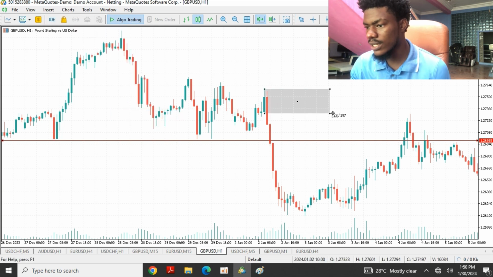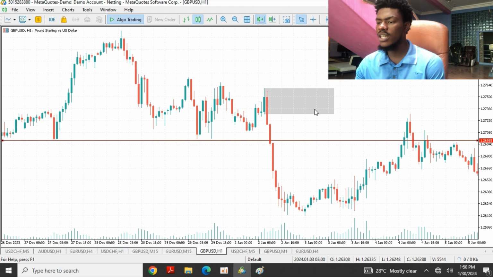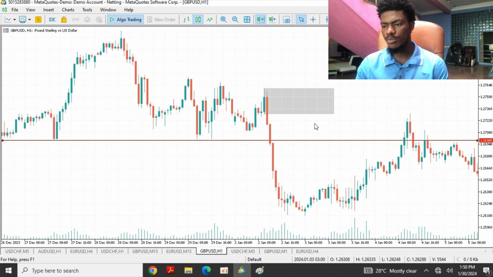Let's mark it out like that. Let's not extend it to the future first. We'll still give it an example. Number one, it should not be mitigated. It should be free. Now it's free. Price has not tested it before. No wick has entered inside of it before. It's a free order block, so it has fulfilled one property.